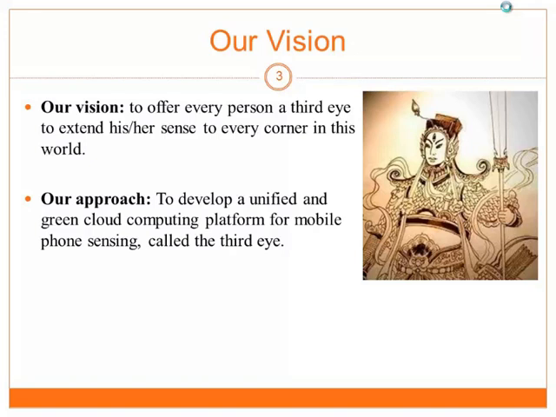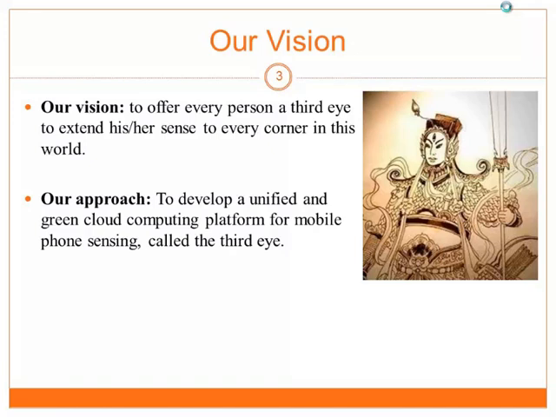I could talk about him for the whole afternoon, but I don't have sufficient time here. The only thing I want to point out is that, as you may notice, this guy has three eyes. There is one special eye, also known as the sky eye, right in the middle of his forehead. This eye is very powerful. It has long distance vision and many other functionalities which I probably don't have time to introduce. But our vision is to offer every person a third eye, such that it can extend his or her senses to every corner of this world. That's our ultimate goal. It's a very big, ambitious vision.